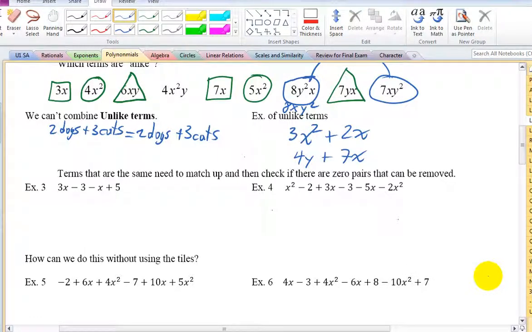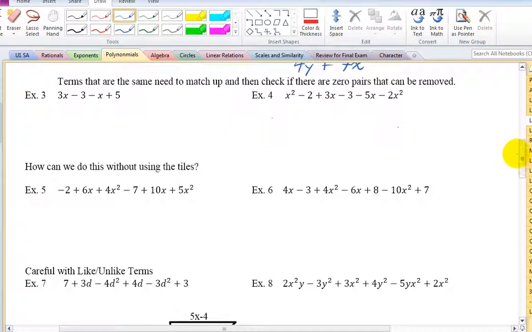So, what we're doing now is a little bit harder work. What I want you to draw is I want you to draw these and match them up. So draw 3x, then draw a negative x, and I know it's negative because I shaded it in. I just used a different color to show you that it's different than the other 3x's. Draw a negative 3, and then draw 5 positives.